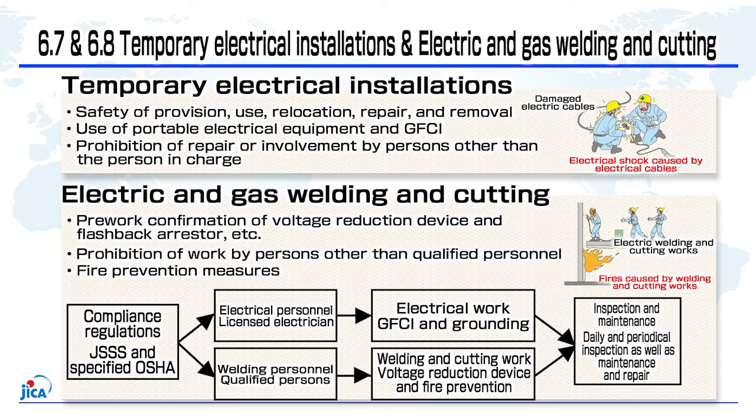Sections 6.7 and 6.8 specify safety requirements for temporary electrical installations and for electric and gas welding and cutting. Section 6.7 covers safety measures for provision, use, relocation, repair, and removal of temporary electrical installations, along with the use of portable electrical equipment and GFCIs, and implementation of inspections and maintenance. Section 6.8 covers the prohibition of work by anyone other than qualified personnel, pre-work confirmation of voltage reduction devices and flashback arresters, periodic inspection of equipment, and fire prevention measures.